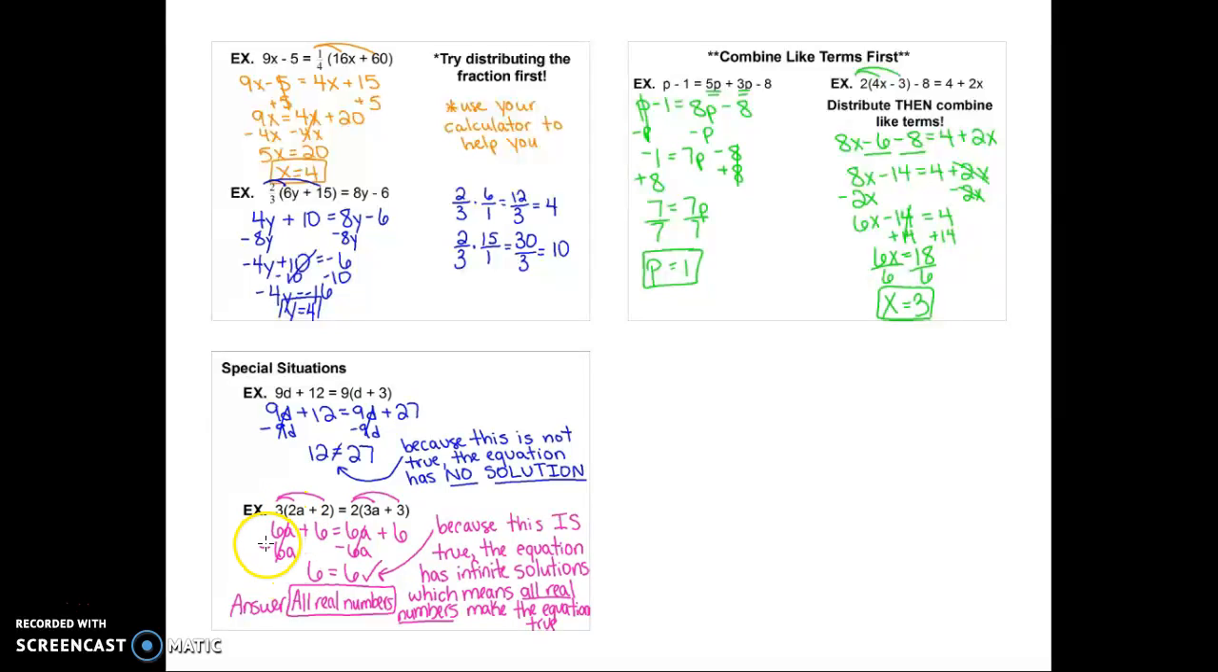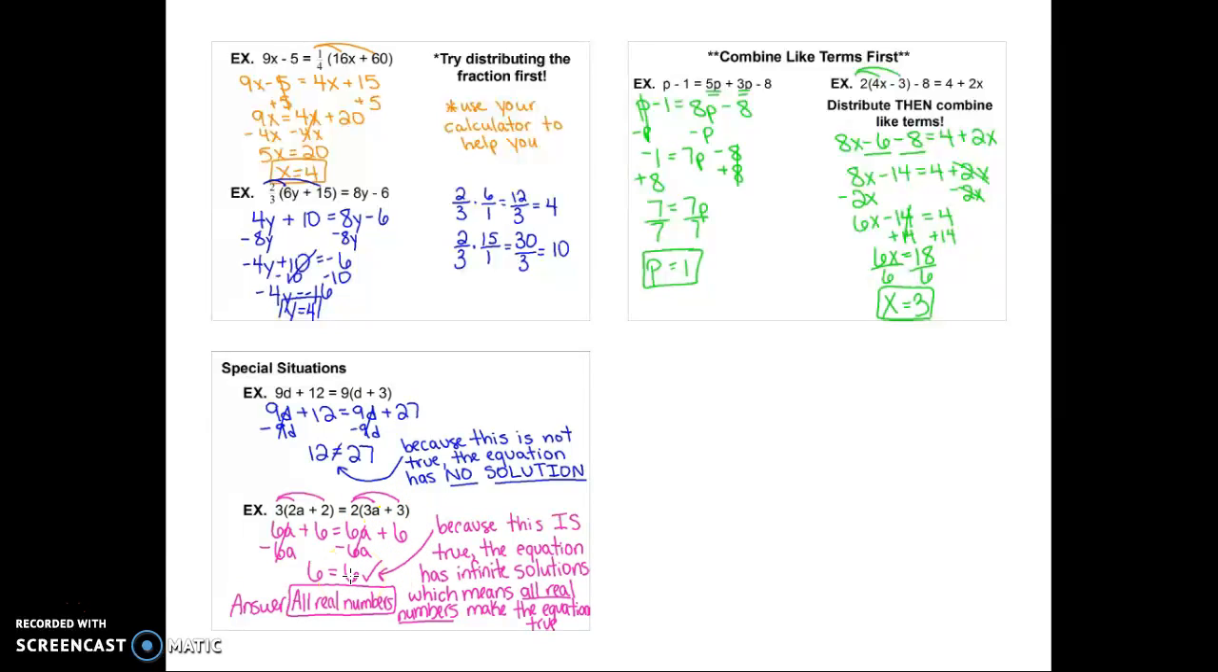Okay, 6a minus 6a is 0. They cancel. Those ones are gone. So I carry down my 6. On the right-hand side, same thing. 6a minus 6a is 0. They both have canceled. So I carry down that 6 as well.